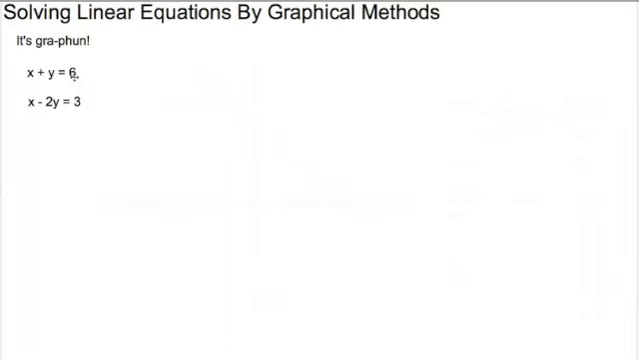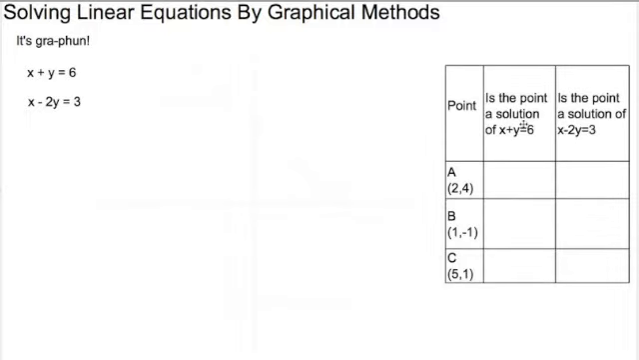So each equation will have an infinite number of solutions. But are there any common solutions between them? Well, let's take a look. I'm going to start with a table. First thing I'm going to do is look at three separate points, and then I'm going to see if the point is a solution of x plus y equals 6, and then if the point is a solution of x minus 2y equals 3.